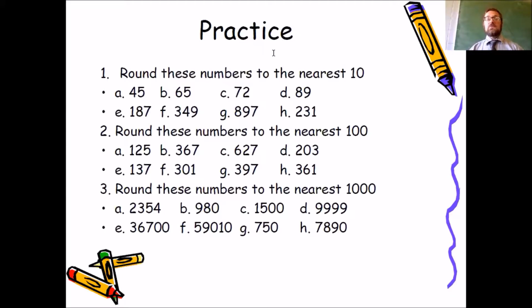Okay, welcome back. You should have paused and tried all 8 of those questions. The correct answers: A is 50, B is 70, C is 70, D is 90, E is 190, F is 350, G is 900, H is 230. Again, if you have any questions, put in your notes something like 1G, why is that 900? Or whatever your question is, so that you can ask it when we come together tomorrow.